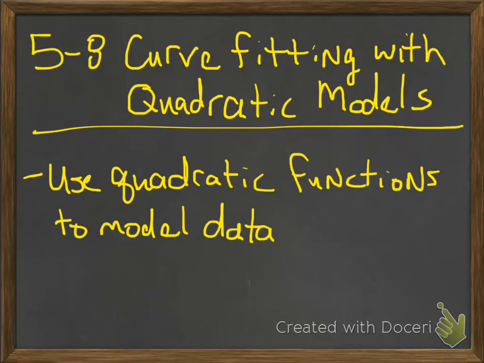Alright, so we're doing 5.8 curve fitting with quadratic models. You're going to see how there's not too much to this one. All we're doing here is basically two things. We're going to decide, if we look at the data, whether or not it's a quadratic function, and then we're going to take, say, 3 points and use that data to find the quadratic function.